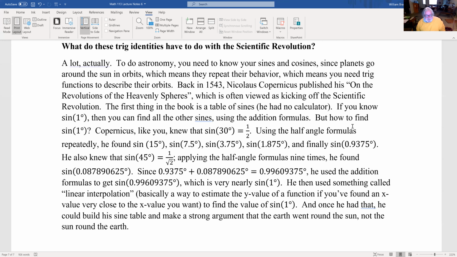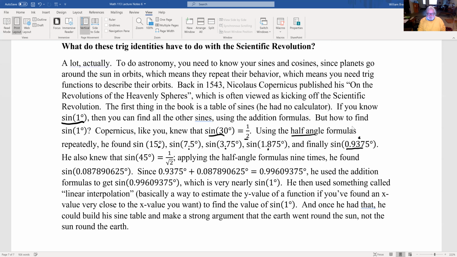And the first thing he does in this book, if you actually go and read it, is that he builds a table of sines. And the key thing here is you need to know what sine of 1 degree is, because you can find all the other sines using addition formulas. But how do you find that? Well, you know what sine of 30 degrees is, that's 1/2. And so using the half angle formulas, half of 30 degrees is 15, half of that is 7.5, half of that is 3.75, half of that is 1.875, and finally half of that is 0.9375 degrees.